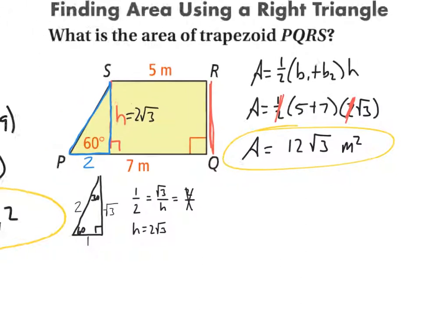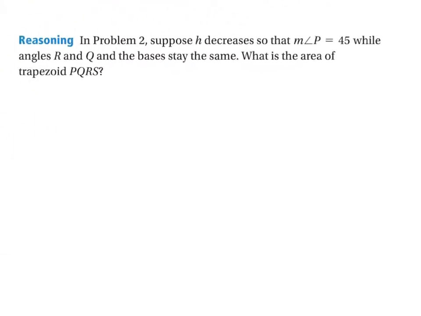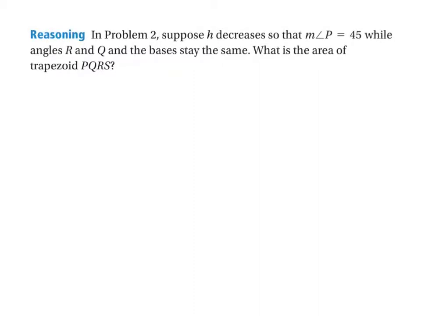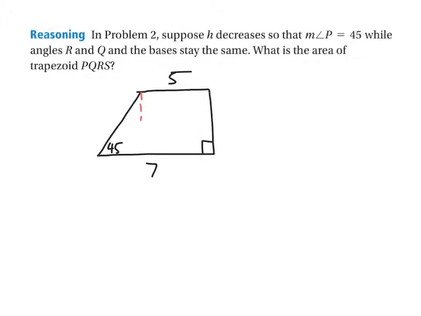So they do ask us to change the problem a little bit down here. They say, well, what if that angle P is a 45-degree angle? And everything else stays the same. So this is still 5, this is still 7, this is still a right angle, but now this is 45. Find our area. Okay, so to do that, I need to find that height. I'm going to drop this perpendicular.